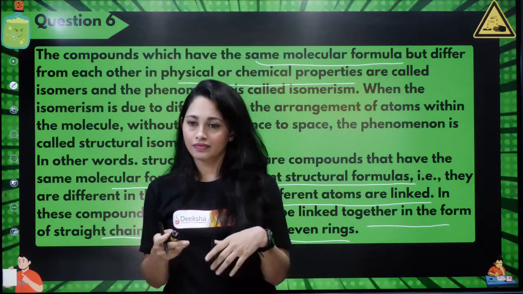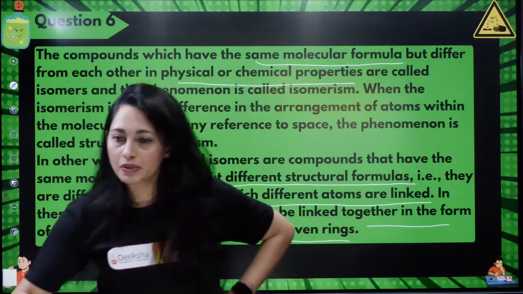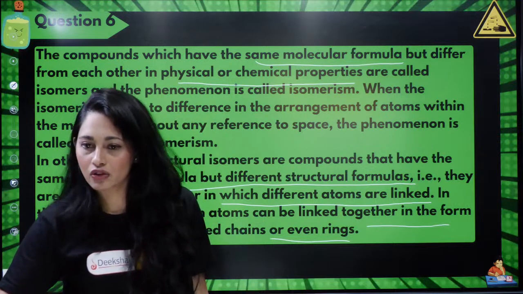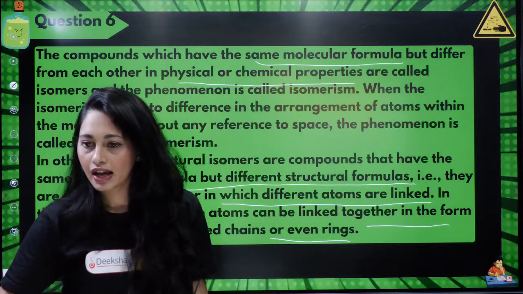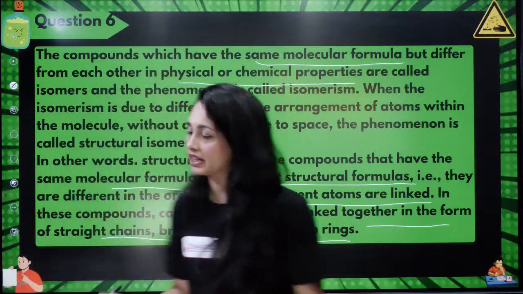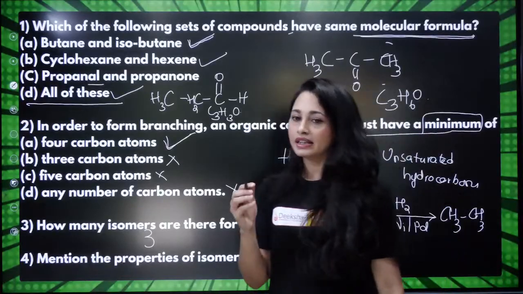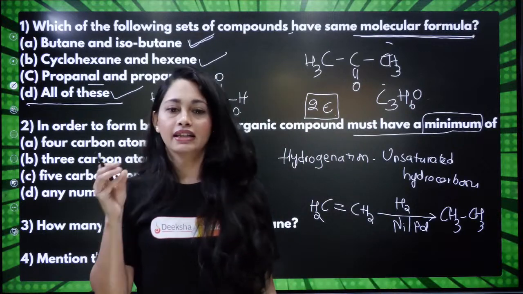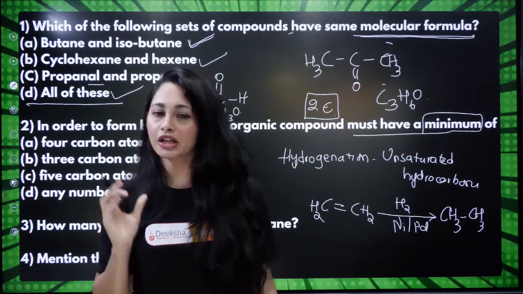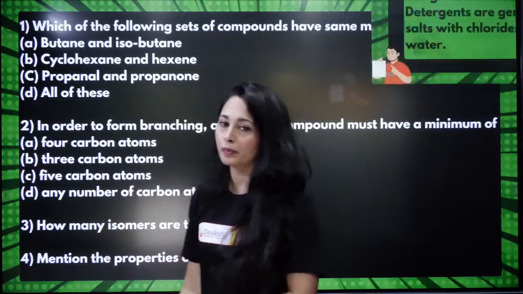Ethane with a molecular formula C2H6. Lalit says isomers may have the same or different chemical properties. All isomers have the same number of atoms. Isomers have different structural arrangements. Yes, absolutely right. So, mention the properties of isomers. First, they will have the same molecular formula. They differ in their physical as well as chemical properties. Mention these 2 properties.